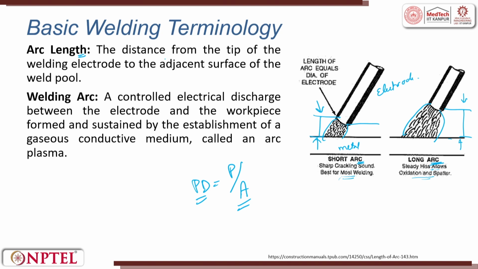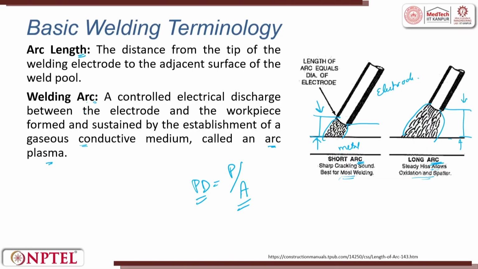How do you set it? The distance from the tip of the weld electrode to the adjacent surface of the weld pool is defined as the arc length. A welding arc is a controlled electric discharge between the electrode and the workpiece, formed and sustained by the establishment of a gaseous conducting medium called the arc plasma. The arc is continuous in nature, because when you initiate an arc, you have to sustain it all throughout the length.